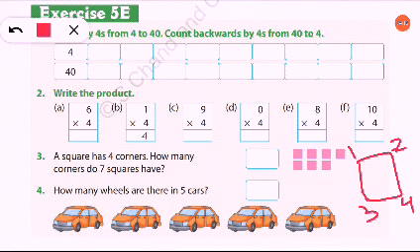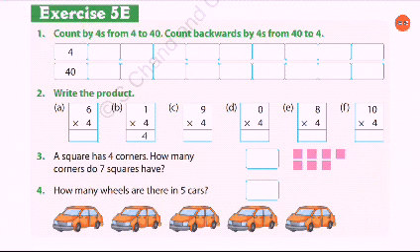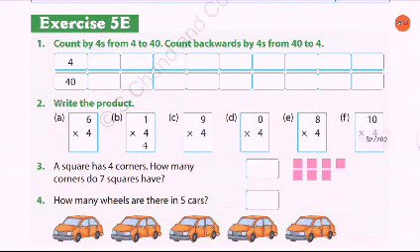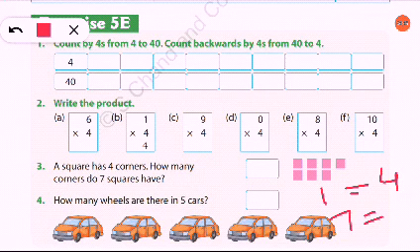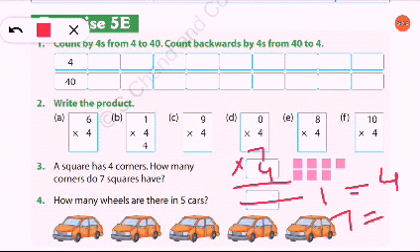How many corners do 7 squares have? If one square has 4, so 7. See here, how many squares are there? 1, 2, 3, 4, 5, 6, 7. So like this, how will you write? One square has 4 corners. You can do it like this for practice. One square has 4, so 7 squares have how many corners? We will multiply 7 into 4 and the answer will be 7 4s are 28.